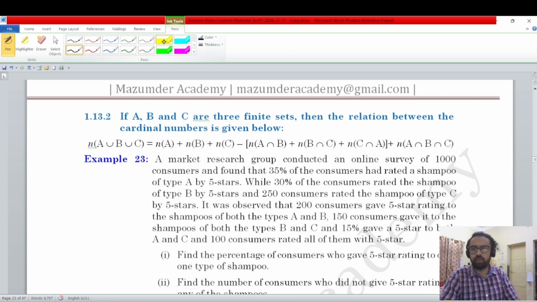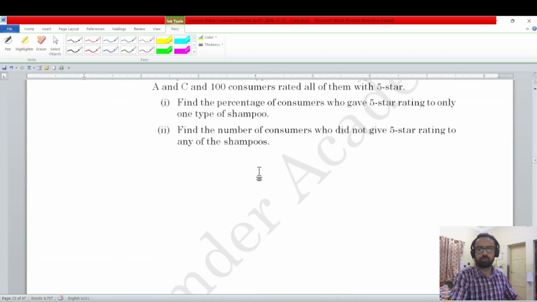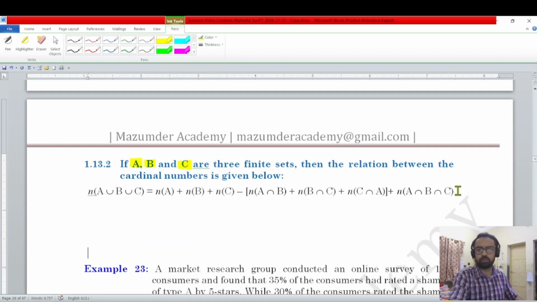Next, we will see if there are 3 sets A, B and C. Obviously all are finite sets. Then the formula or the relationship will change a little bit. How will the formula change? Let me show you. The formula will be something like this.